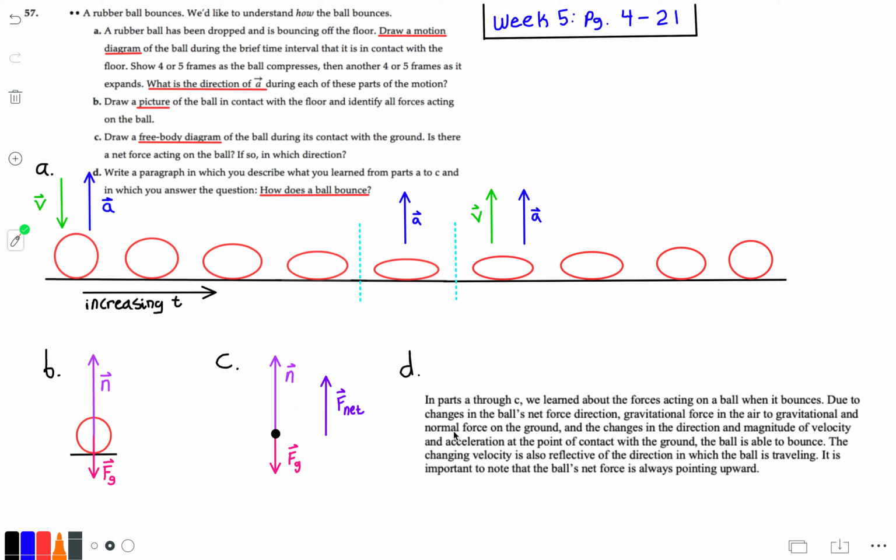One thing that is important to note is that our ball's net force is always pointing upward, which allows it to return back upwards to where it started, or near where it started, rather, if we include drag forces and the force of gravity.